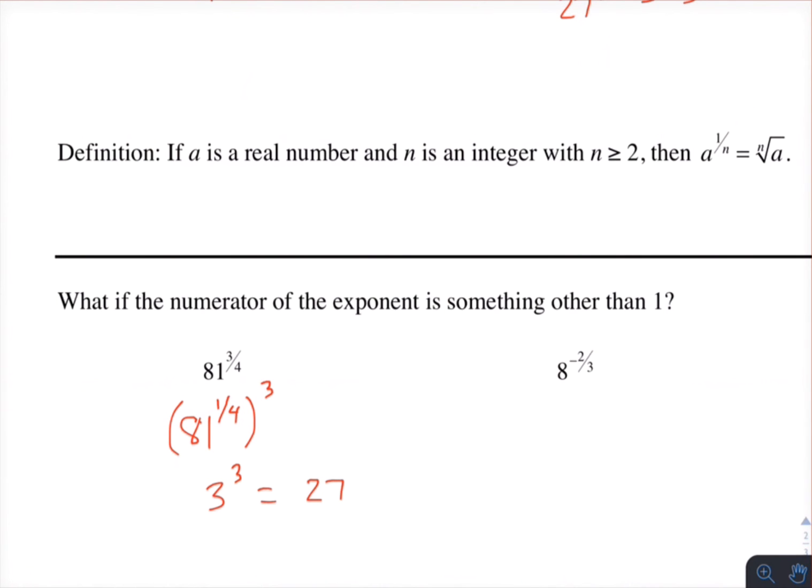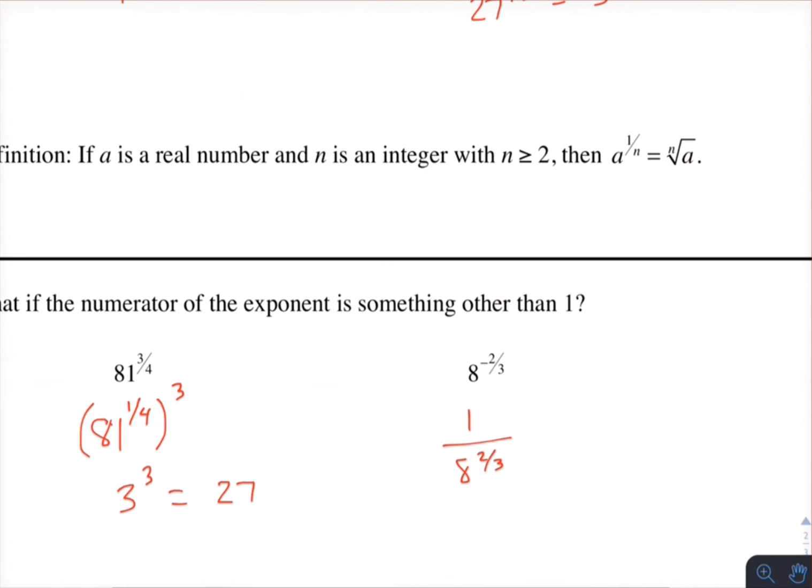The negative exponent just means we're going to put it in the denominator as a positive exponent. And just like the previous example, we could think of this as 1 over 8 to the 1/3 squared. And 8 to the 1/3 is 2. 2 squared is 4. So this is actually 1/4.